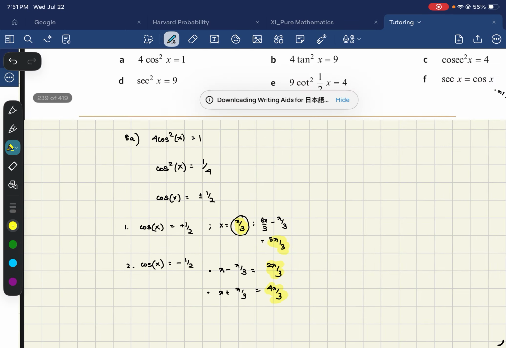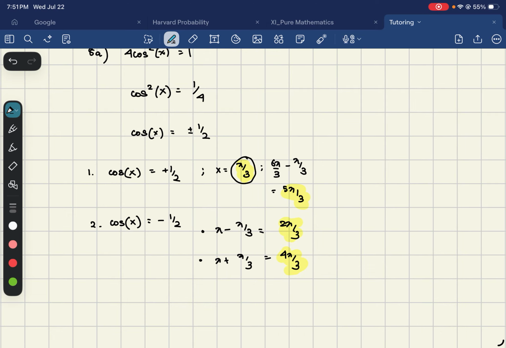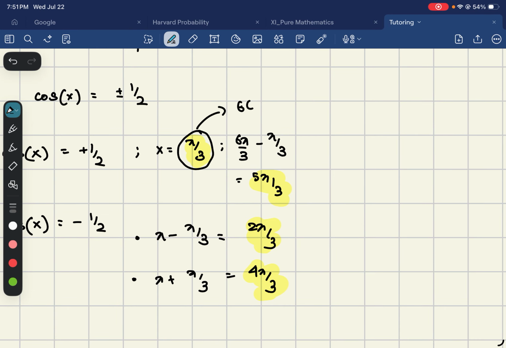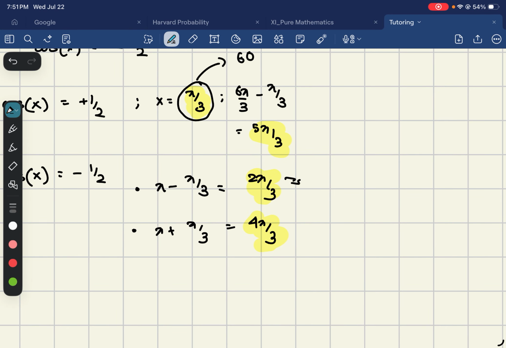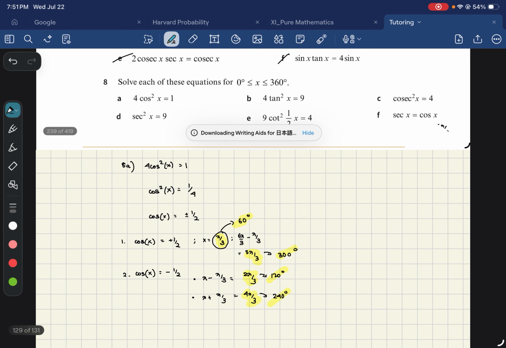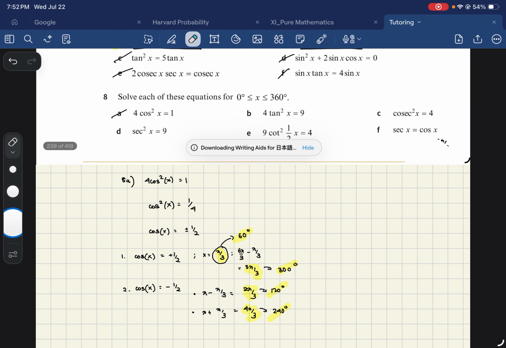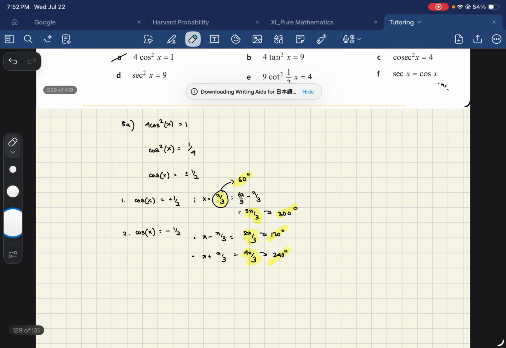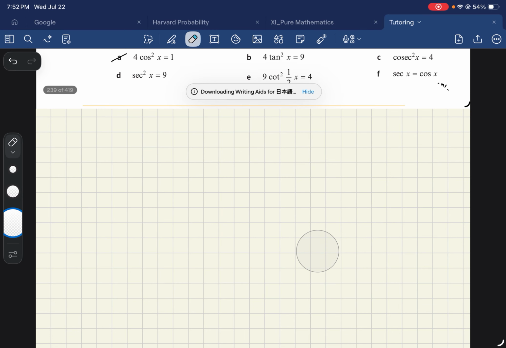Am I working with degrees? Okay, sorry. I'm working with degrees here. So this is 60 degrees. This is 120 degrees. This is 240 degrees. And this is 300 degrees. So those are going to be your solutions: 60 degrees, 300 degrees, 120 degrees, 240 degrees. All right. So that is how you do A. Okay, if things are clear, I'm going to erase this and we move on to B.